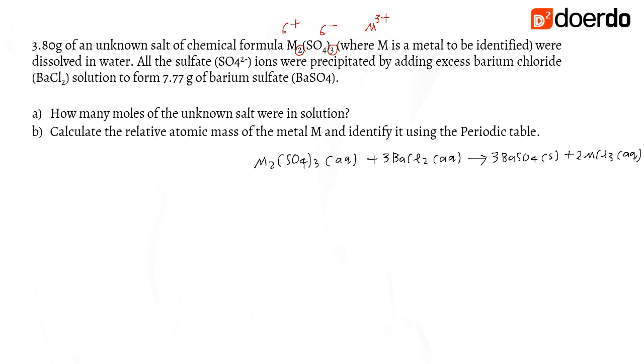And thankfully, the number of M on both sides is 2. So this is your balanced equation. The question asks how many moles of unknown salt were there in the solution. So we need to find the amount of barium sulfate first.